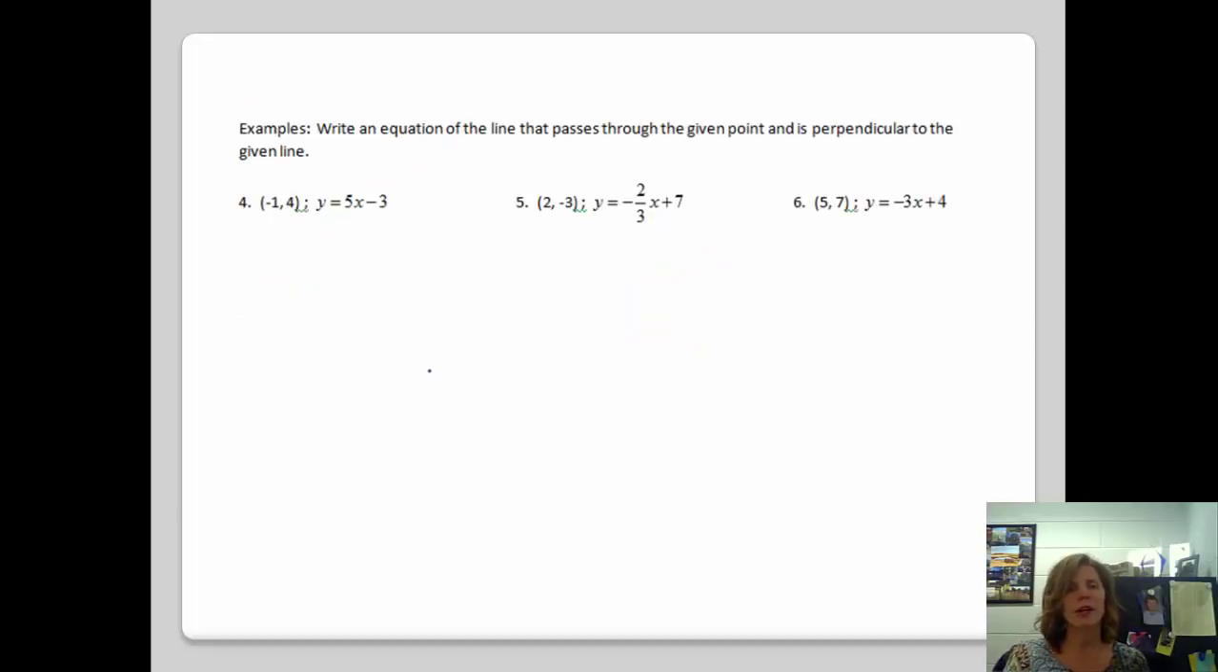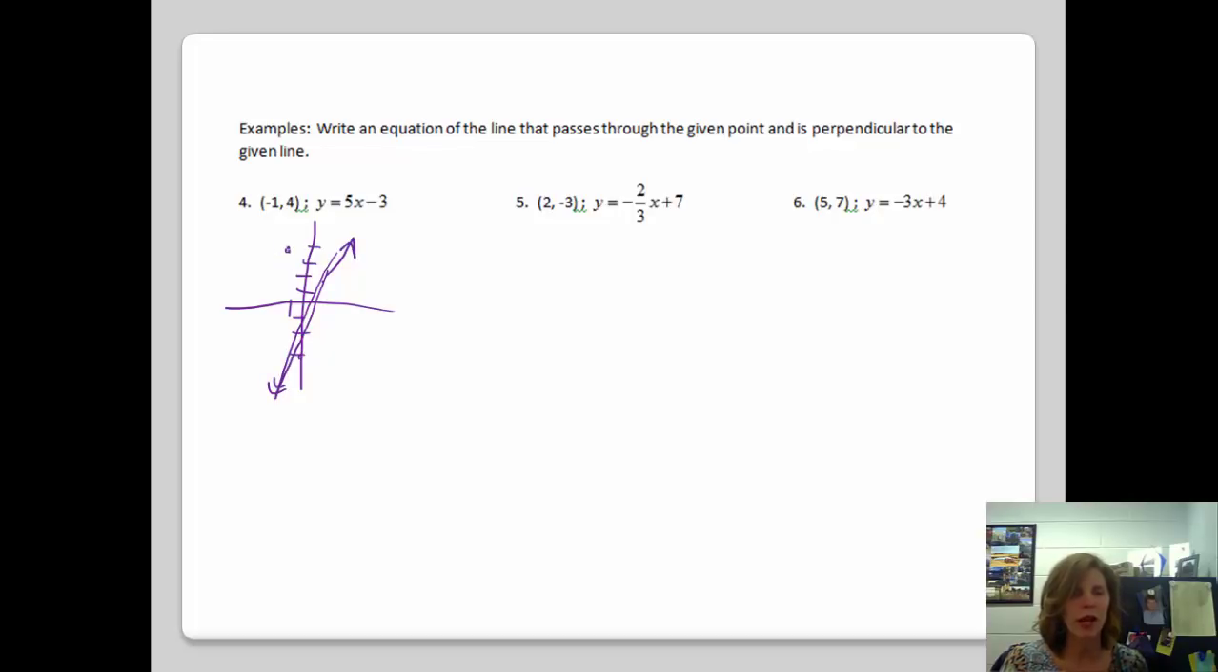Okay, all right, now what we're going to do is take that information and see if we can write equations of lines that are perpendicular to each other. In these examples, we're going to write an equation of the line that passes through the given point and is perpendicular to the given line. So this one, again, I'm going to draw a picture. You do not need to draw the picture. I just want you to be able to visualize what's happening. So we're going to go through the point (-1, 4). And if I draw the line y equals 5x minus 3, pretend like it went through that.